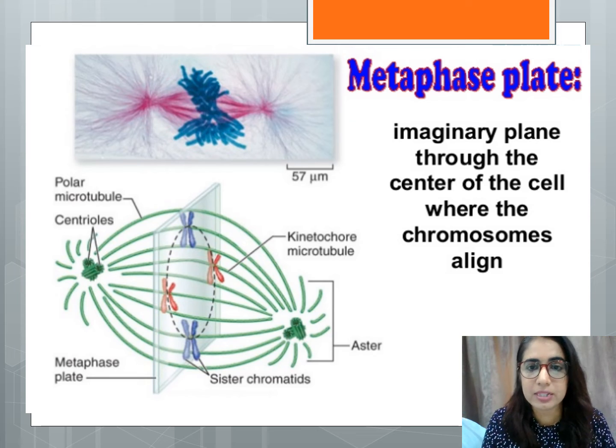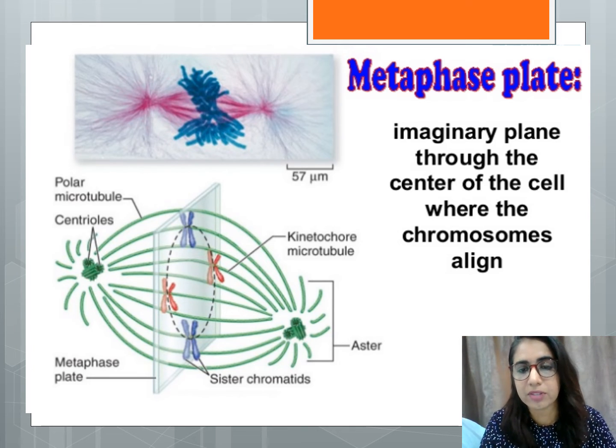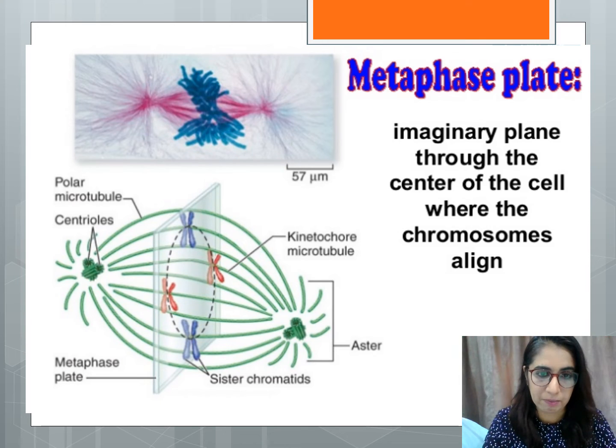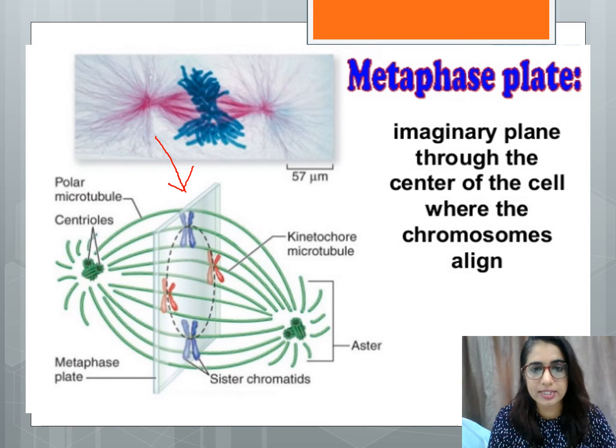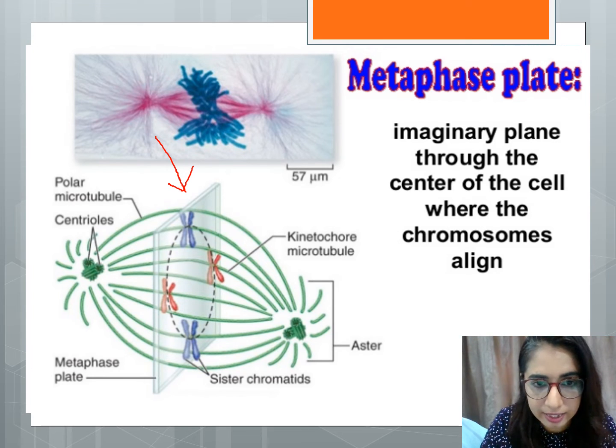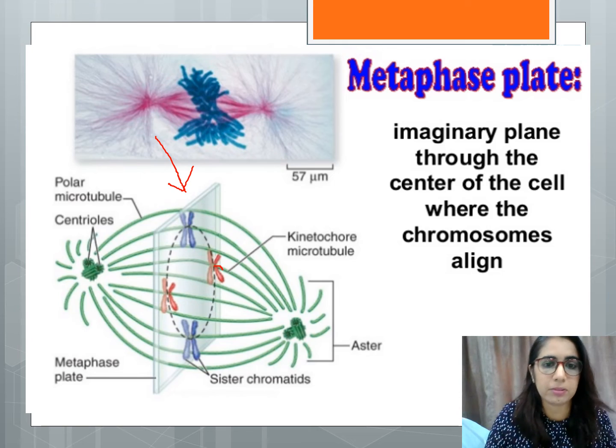And then the metaphase plate is an imaginary plane through the center of the cell where chromosomes align. Let's imagine the plate here. And the chromosomes align at the metaphase plate. And the centromeres are attached to the spindle fibers.